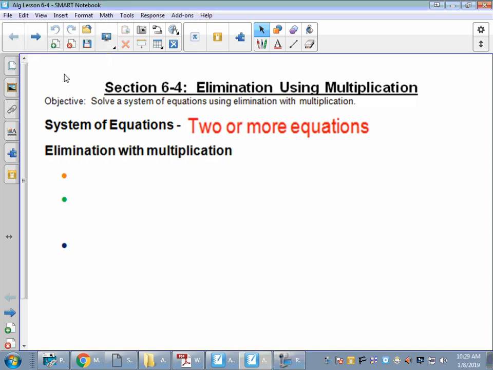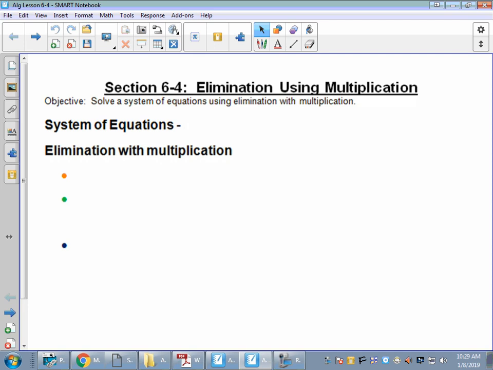We are in section 6.4, which is elimination using multiplication. So this is going to be very similar to 6.3 in terms of we're using elimination, but that was with addition and subtraction. This one we're going to use multiplication. So this one, they're not going to line up nicely for us just to add or subtract or even just multiply by the -1. We kind of did a lot of that with the -1. Now we're going to have to multiply by other numbers to make sure that we can eliminate.